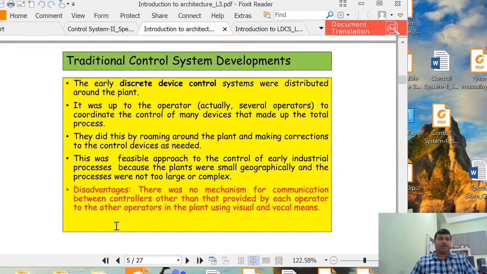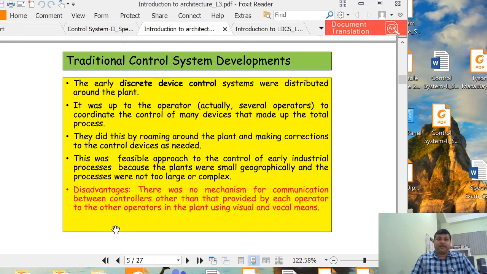So now, traditional control system development. Before that, today our objective is to know how the architecture of the DCS has evolved. That is what we actually want to know. Last class we have seen, from the control point of view, the discrete or hierarchical control hierarchy, and then how the development of distributed control system has occurred. Now today we want to see how the architectural development has occurred, and ultimately we reach the architecture of distributed control system that we want to learn.